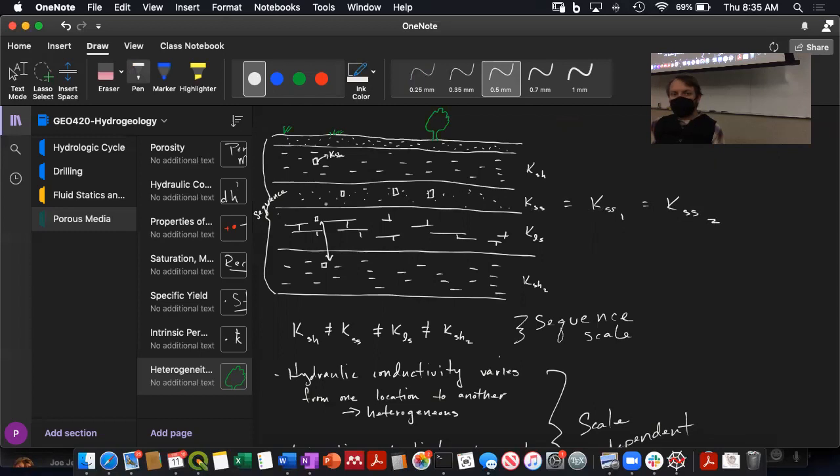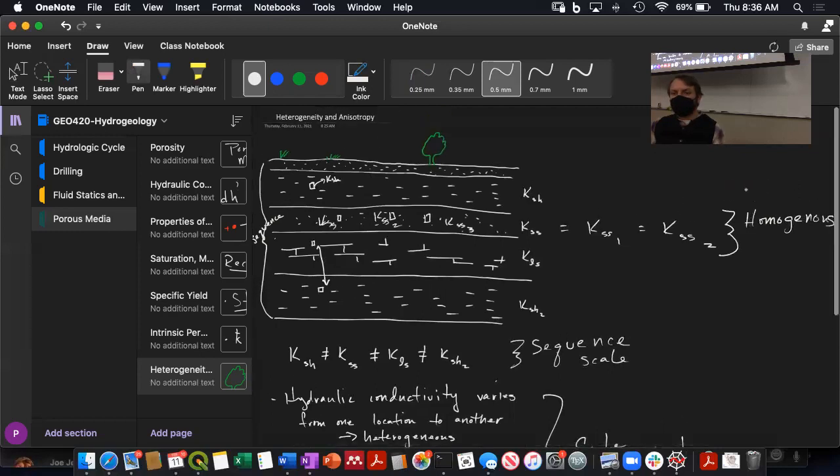So this guy, KSS1, this one, KSS2, and this one, KSS3, I might find that these are all pretty much the same. All right? So we might say that this sandstone is homogeneous. So at the scale of this formation, we might say that it's homogeneous, all right?